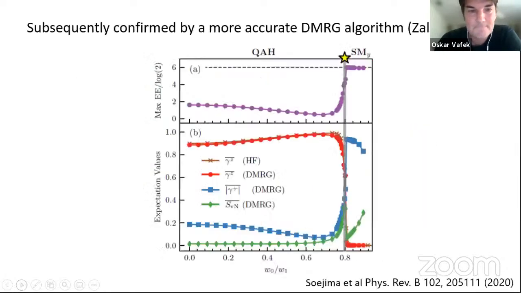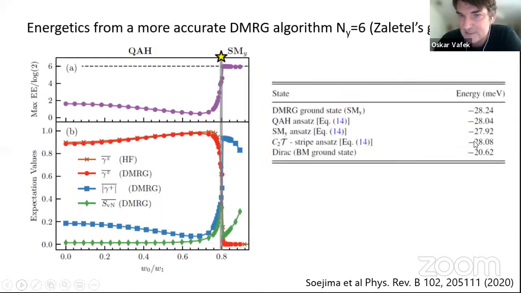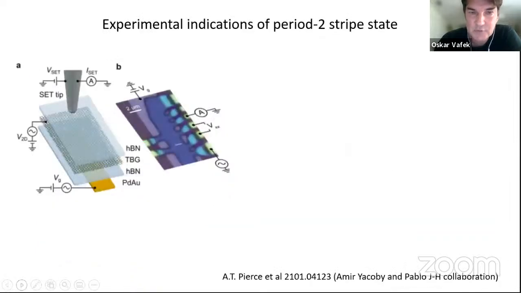Here, there is a follow-up DMRG work by Mike Zaletel's group with a more accurate algorithm, which basically reproduces our results. They also find the transition at 0.8. They find a quantum anomalous Hall state, and there DMRG is able to resolve this competition in favor of this nematic state. But again, they find that the energy of the stripe state is extremely competitive. Since we don't really know the Hamiltonian to that degree of detail, these are states which we should consider.